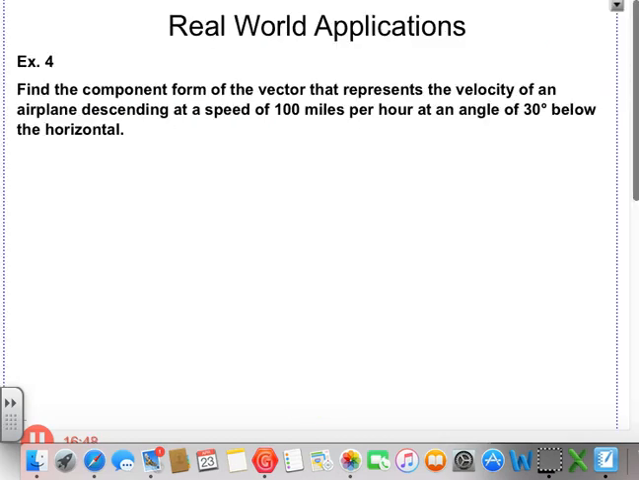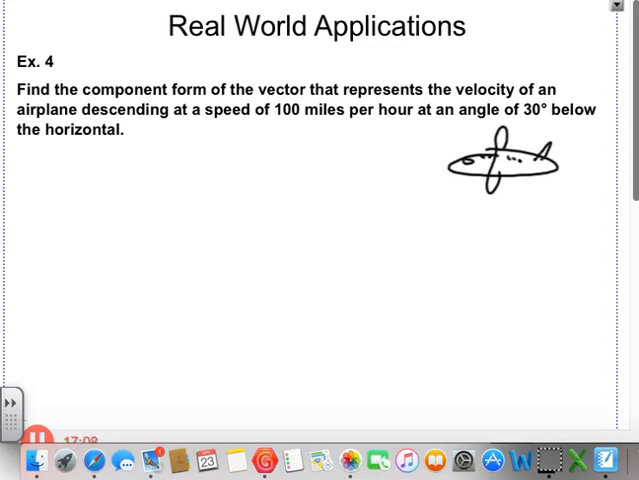So you want to find the component form of the vector that represents the velocity of an airplane descending at a speed of 100 miles per hour at an angle of 30 degrees below the horizontal. All right, so let's pretend we've got us an airplane. I'll draw a little airplane here. Excuse the terrible drawing. And we got windows and all that stuff, tail fin.